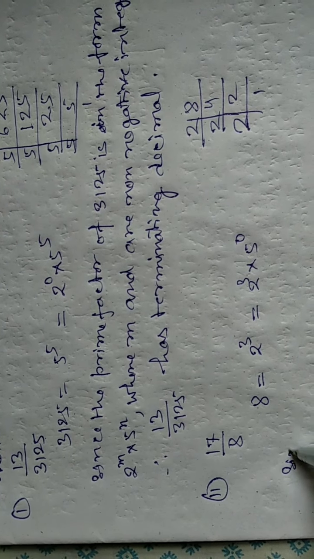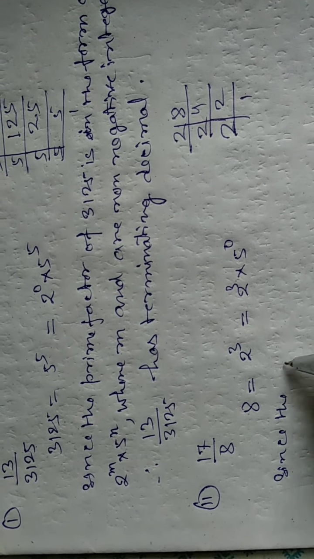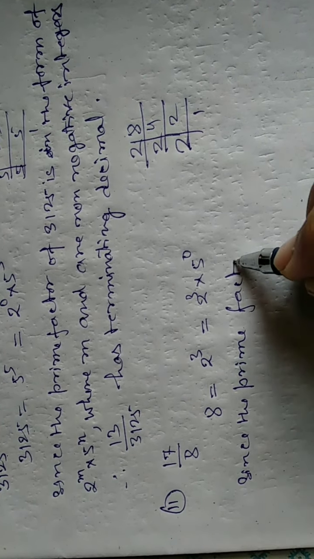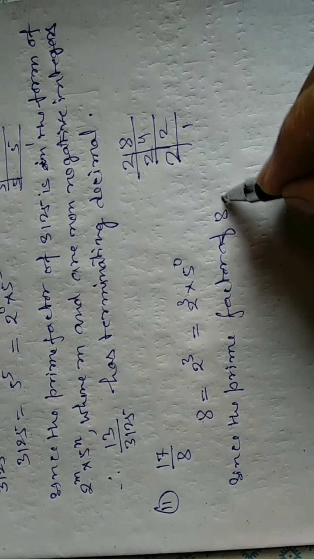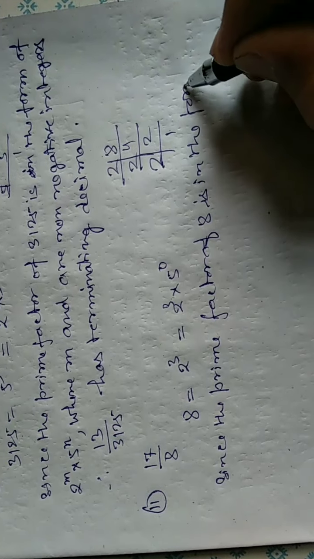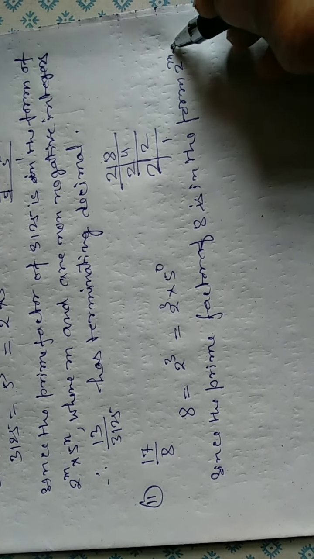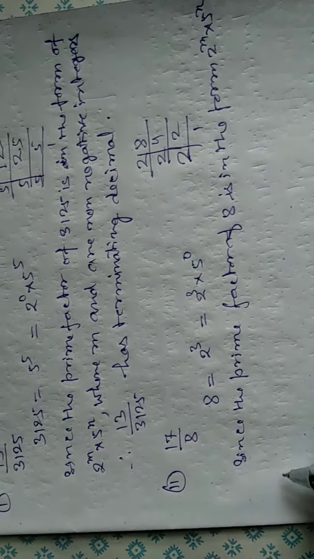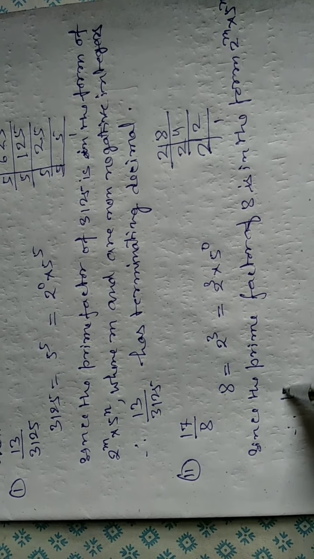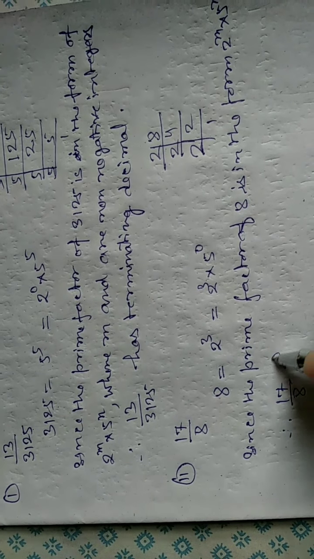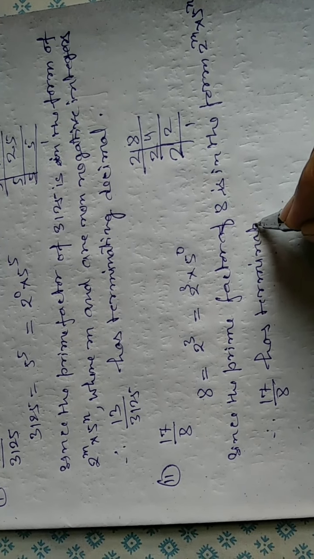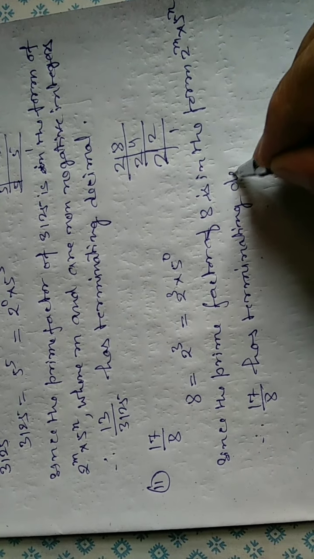Since the prime factorization of 8 is in the form 2 power m into 5 power n, therefore 17 by 8 has a terminating decimal.